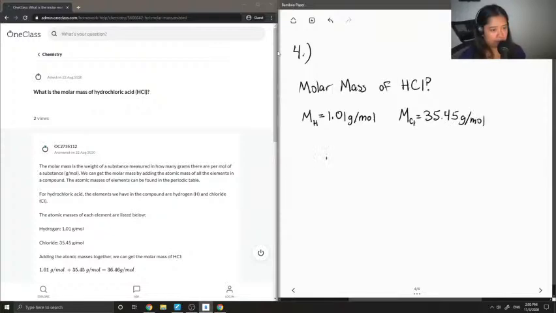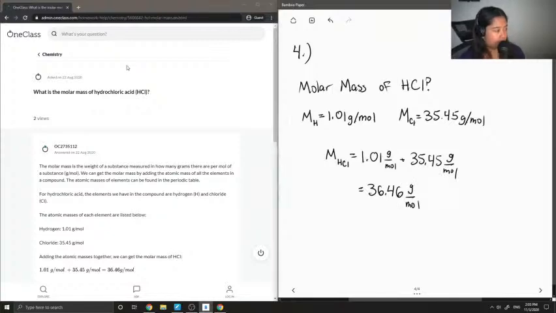And if you want to find the total mass of hydrochloric acid, it's just going to be the sum of those values. So it's going to be 1.01 grams per mole plus 35.45 grams per mole. And then you get a total molar mass value of 36.46 grams per mole.